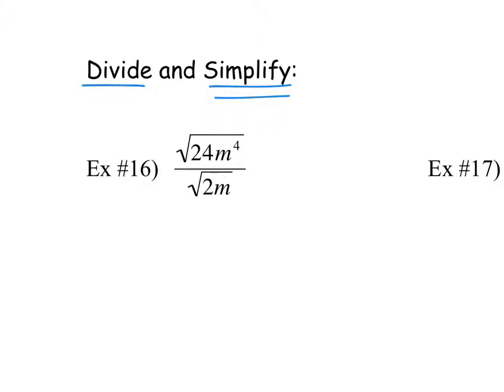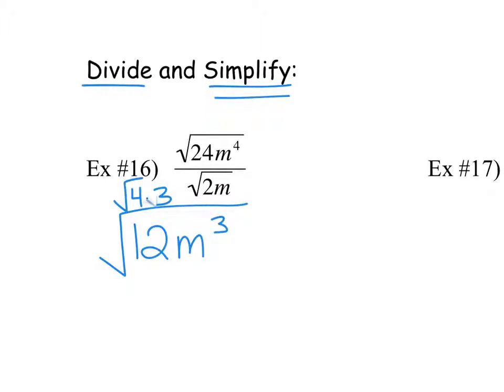Okay, 24 over 2 is 12. And m to the 4th over m is m cubed. Now, they're still inside of that square root, though. And now we have to simplify. Do you think you can simplify that? No, not yet? Some people said yes. Some people said no. So what's a perfect square in 12? 4. 4 times 3. So let's take the square root of 4 and leave the square root of 3 behind.